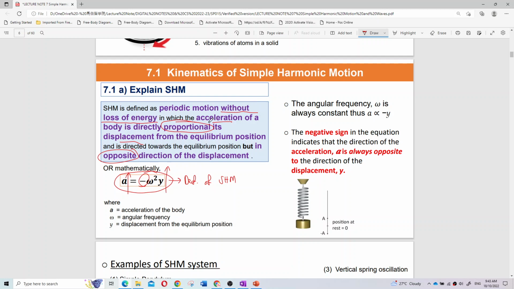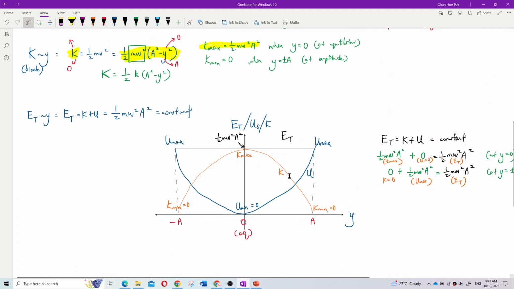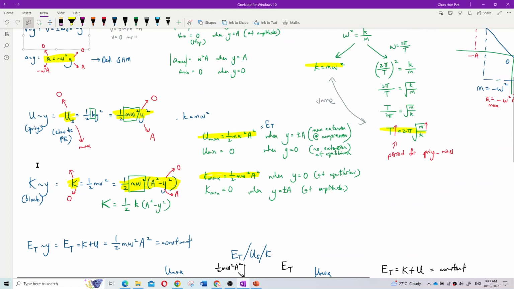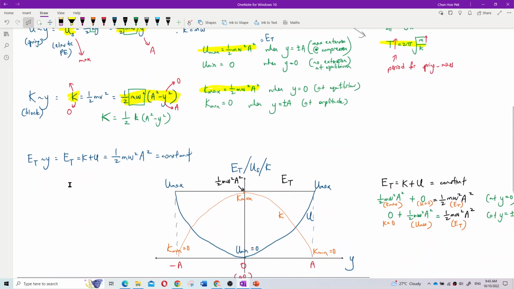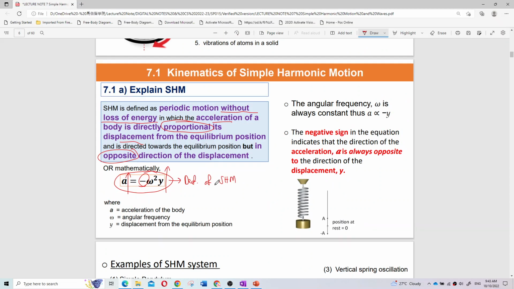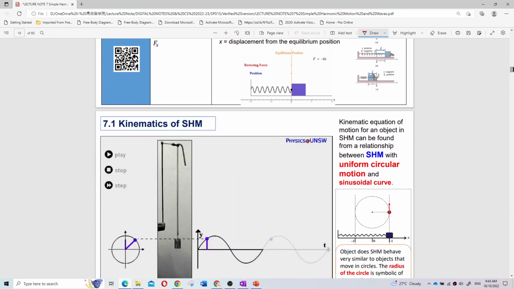All energy is just in the form of what? Potential energy of the spring and kinetic energy of the block. No energy loss due to heat. Kalau ada energy loss due to heat, ini total energy tidak constant sudah. Tahu tak? Tidak constant sudah. Dia ubah sudah. Faham tak? Itu cerita dia.